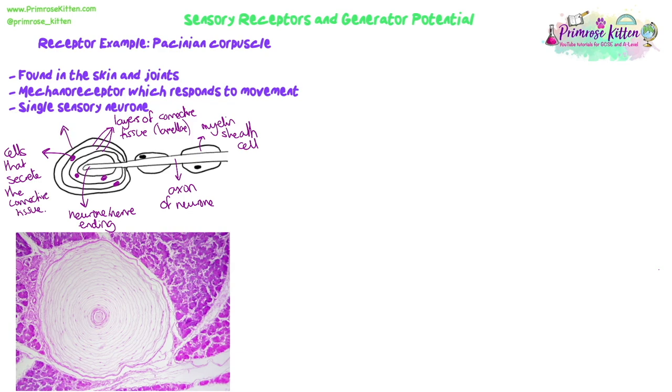That micrograph is a cross section, and you'll see that the outermost layer is very thick and darker than the others. That is sometimes called the capsule. So the very outermost layer of the Pacinian corpuscle is called the capsule. And this image is quite circular because this is a cross section. So that very central part is the axon that's been cut through.